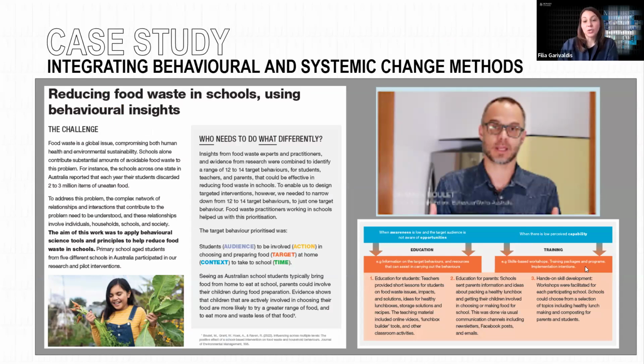The case studies are used to illustrate how theories and frameworks can be applied in practice, and we walk you through the process that we will follow from understanding the challenges to identifying what needs to change, who needs to do what differently, and then what interventions we're going to apply to achieve that.